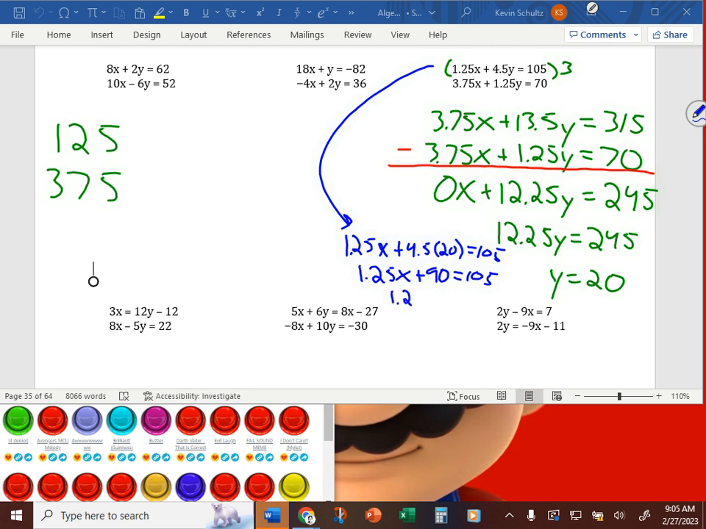Subtract 90 from both sides. 1.25x equals 15. And what is 15 divided by 1.25? 12. X equals 12.